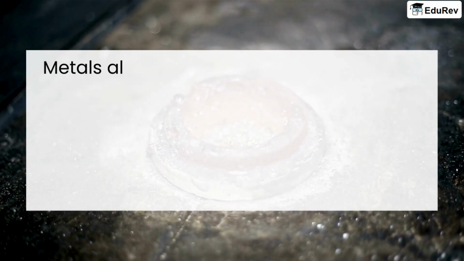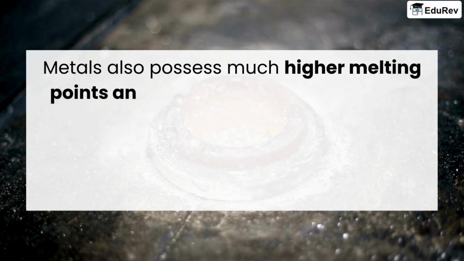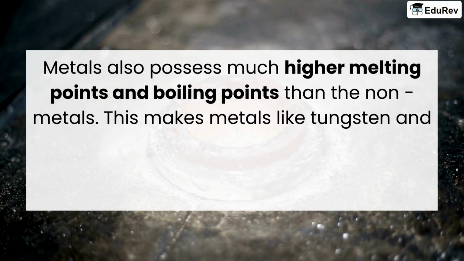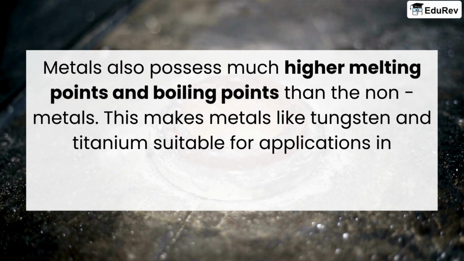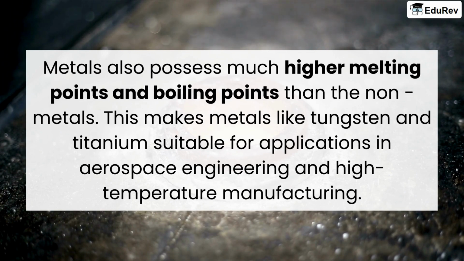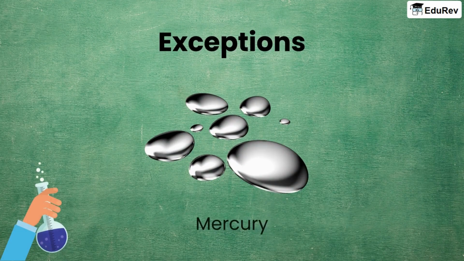Metals also possess much higher melting points and boiling points than the non-metals. This makes metals like tungsten and titanium suitable for applications in aerospace engineering and high-temperature manufacturing. Some metals, like mercury, deviate from the trend with low melting and boiling points. Mercury's unique properties make it suitable for applications in thermometers and barometers.